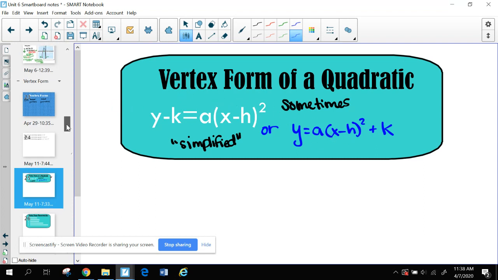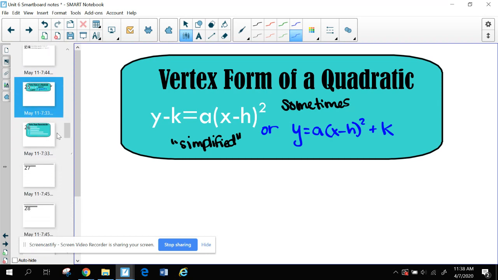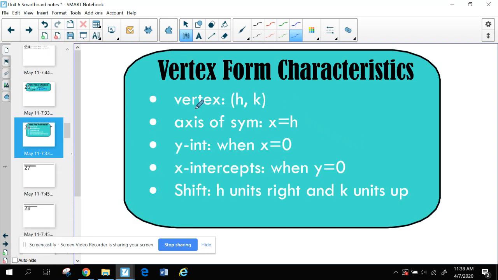Okay, so what does vertex form tell us? Some characteristics. The first is that it actually tells us the vertex, which is really helpful because on all of our other formulas, we've had to find the vertex. So now it's telling us exactly what the vertex is. Your h value from your equation is really like your x coordinate. The k value from your equation is really like the y coordinate. It then also tells us the axis of symmetry. It always has to be x equals your h value.